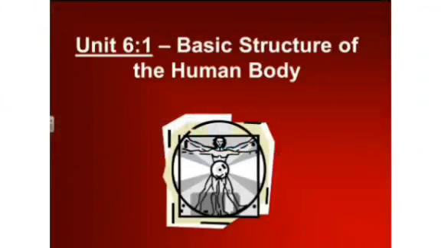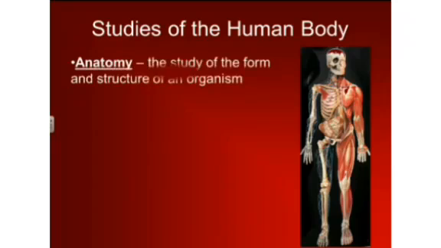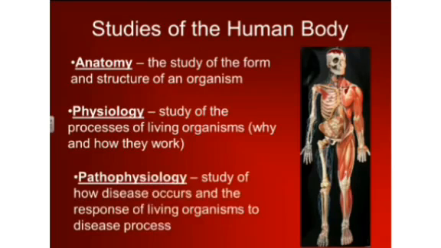Today we're going to talk about the basic structure of the human body. So studies of the human body, we have anatomy, which is a study of the form and structure of an organism. Next is physiology. That's a study of the process of living organisms, so why and how they work, so everything internally. Anatomy has to do with more the bones and the structures that hold everything together, the muscles, the tissues, and ligaments. And then we have pathophysiology, which is a study of how disease occurs and the response of living organisms to the disease.